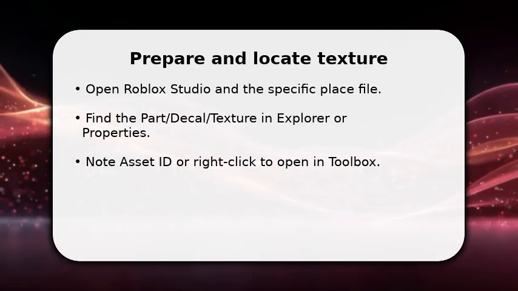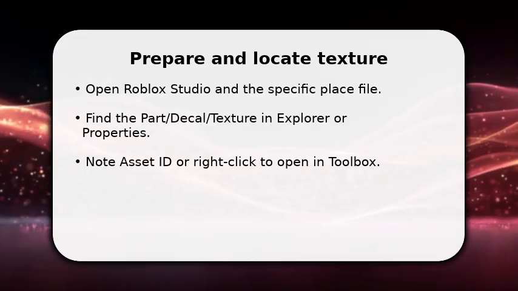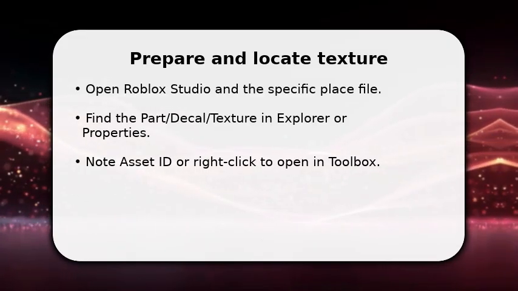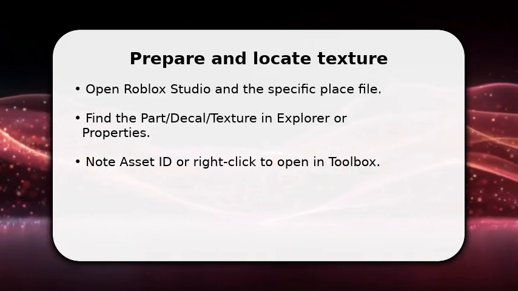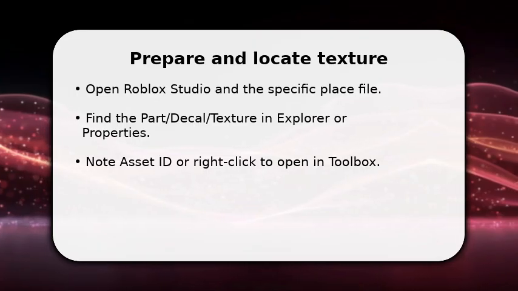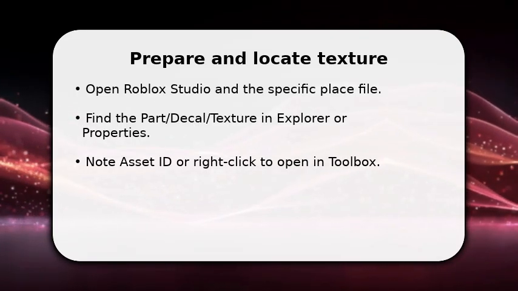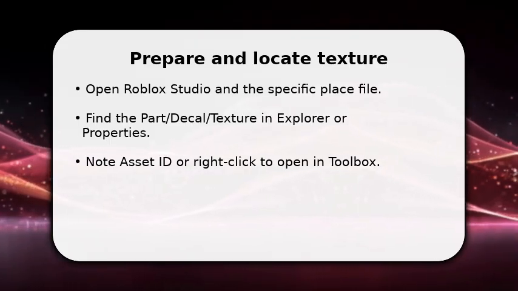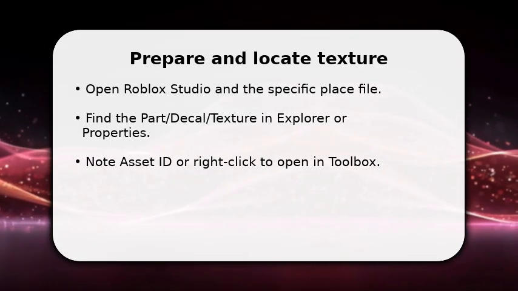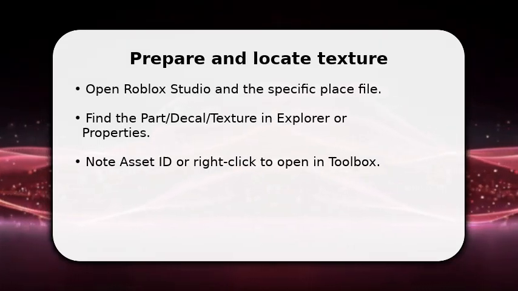You start by opening Roblox Studio and loading the place that contains the texture you want removed. Once the file is open, use Explorer to locate the part, decal, or texture object. You're aiming for the specific instance, not just the model. Make sure to note the asset ID or right-click the decal and choose View Asset to confirm it. Once identified, leave Studio running and prepare to edit properties so you can clear or replace the asset reference.